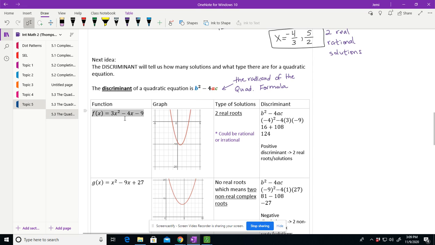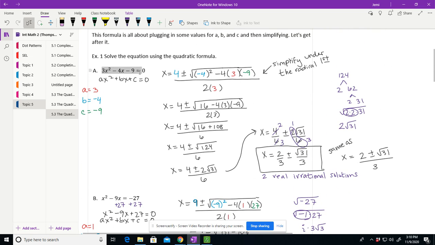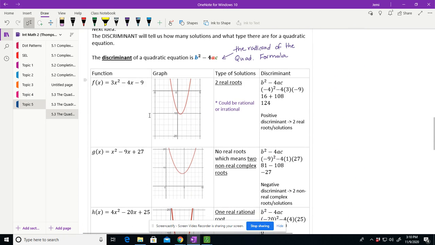So I'm going to scroll back up to example 1a. 3x squared minus 4x minus 9 equals 0. So here's the equation. I found two real irrational solutions. Here's the related function. Looking at my graph here, this graph crosses the x-axis 2 times, which means I know that these are real solutions and not complex solutions.